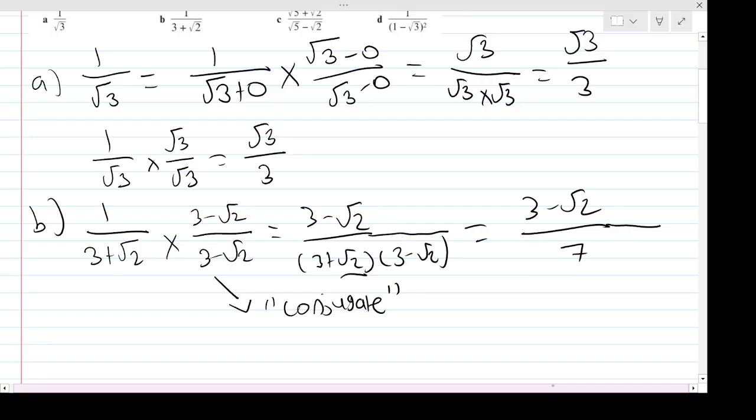There's not really much you could do here then, because if we split this fraction up, we have 3 over 7, take away root 2 over 7. Doesn't really tell you much. We can't simplify any of these, so you can leave it in any way you want.